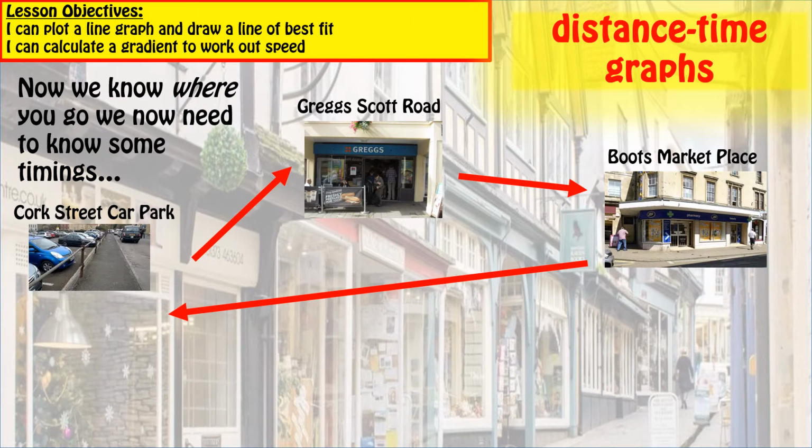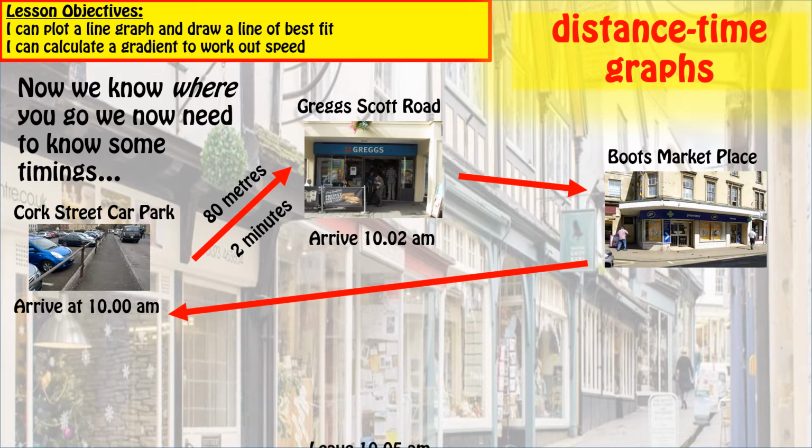So now we know where we're going, what we need are some times and some distances. So let's say you're having quite a lazy Saturday morning and you get to the car park at 10 o'clock in the morning, and you and your friends walk 80 metres to Greggs, and it's going to take you a couple of minutes. Well, if you arrived at 10 a.m. and it takes you 2 minutes to walk, then you're going to arrive at Greggs at 10:02. Now you're in Greggs for 3 minutes because it doesn't take long to pick what you want and then pay for it, and then you leave at 10:05.